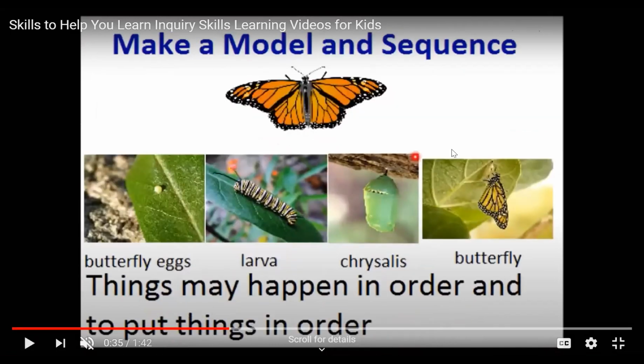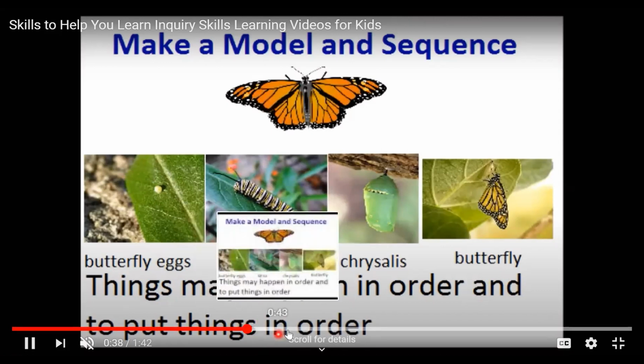Make a model. Making a model helps you understand your investigation. When you make a model, if I bring these for you at school and you see it with your own eyes, maybe you can touch it, you can understand more about it because you saw a model. Things may happen in order, and to put things in order, you need to make a model. See, we are here making a model.